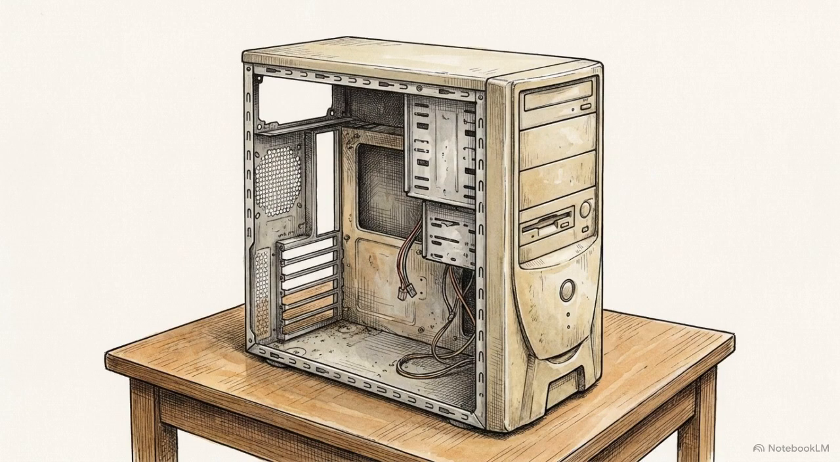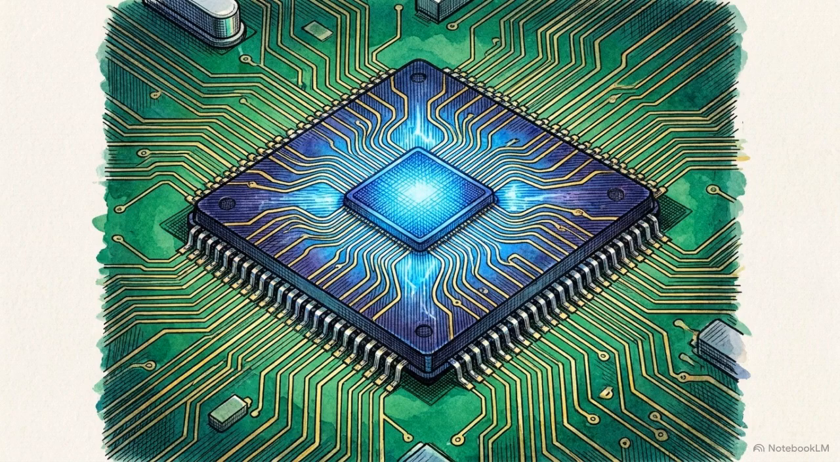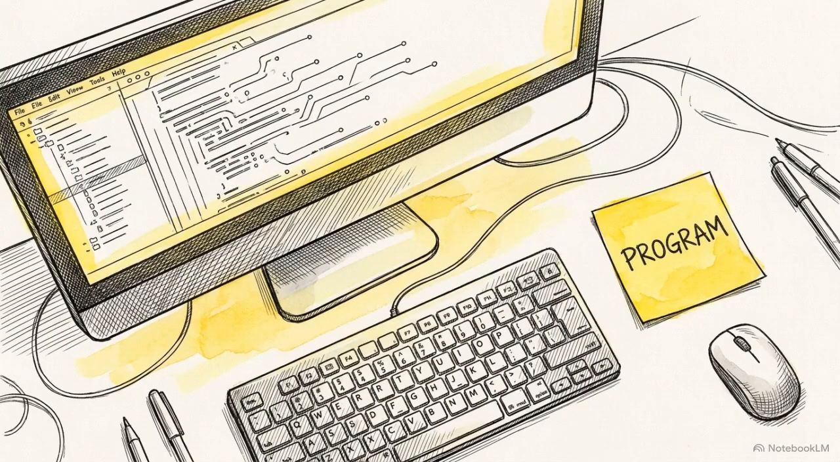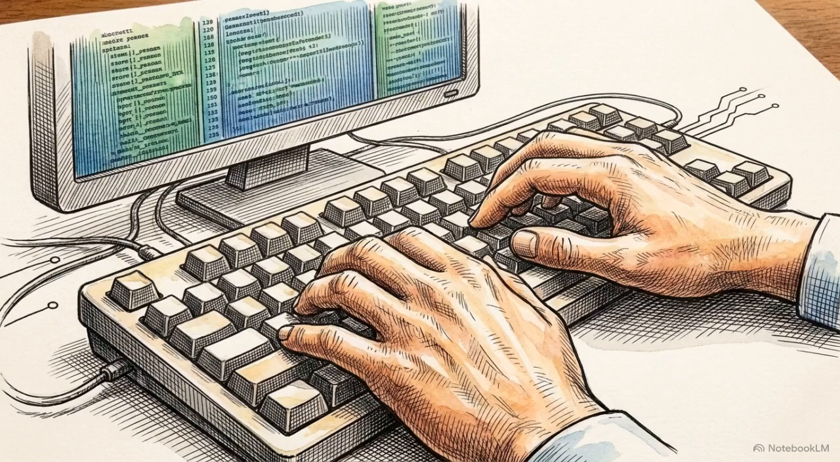Without this exact three-step sequence, a computer is essentially just an empty plastic box. The processing step is what gives a machine its intelligence. To complete that middle processing step, a computer needs a program. A program is simply a strict list of instructions written by a human.